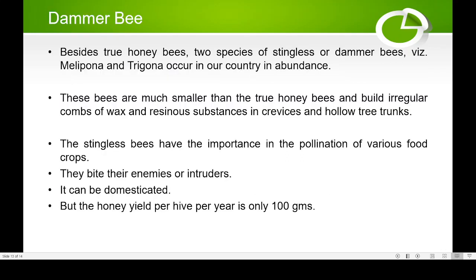Then the fifth type is the dammer bee. There are two genera under that: one is Trigona and the second one is Melipona. But they produce only a very little amount of honey. Because of that, even though they can be domesticated, people are not rearing this honeybee. So this is regarding the different types of honeybees.